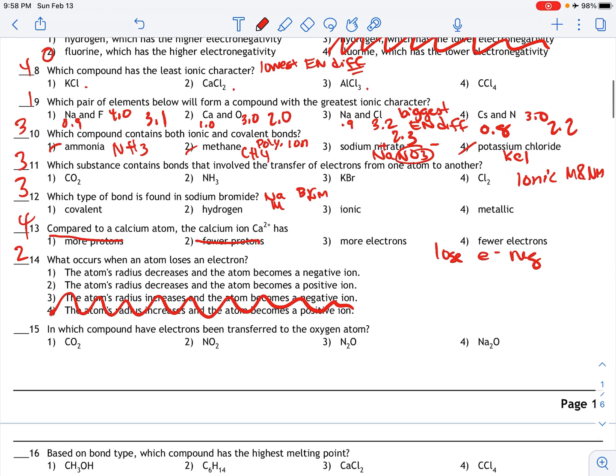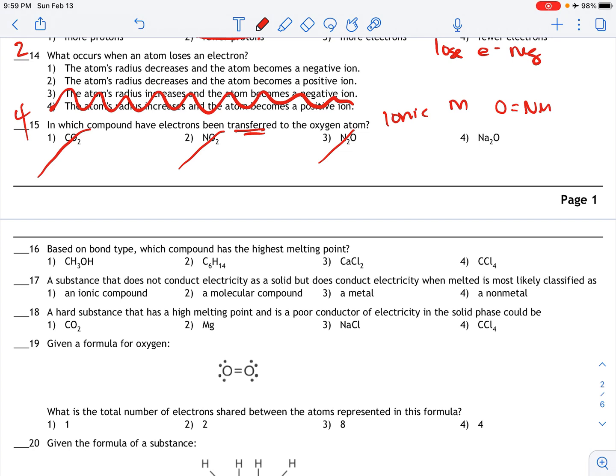In which compound have electrons been transferred to the oxygen atom? So transferred again means ionic. So oxygen is a nonmetal, so we need a metal here. Carbon is a nonmetal. Nitrogen is a nonmetal. Nitrogen is a nonmetal. Sodium is a metal. Choice 4. Based on bond type, which is the highest melting point, we want ionic bonding.